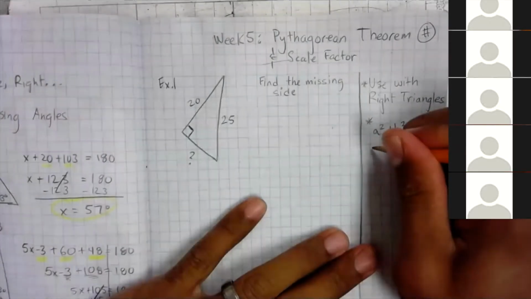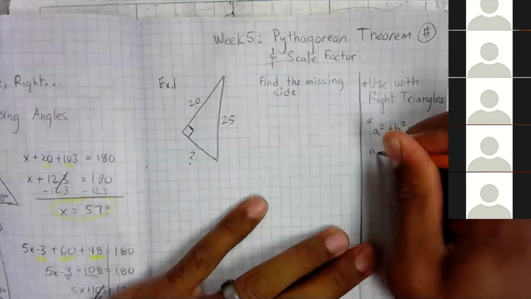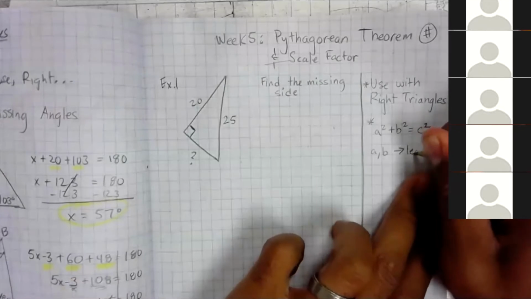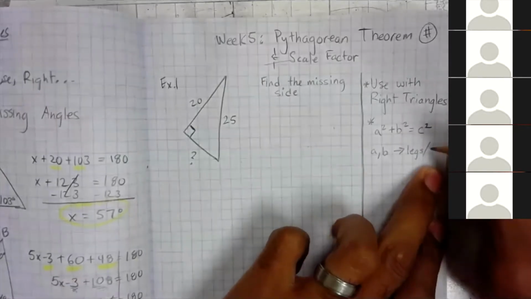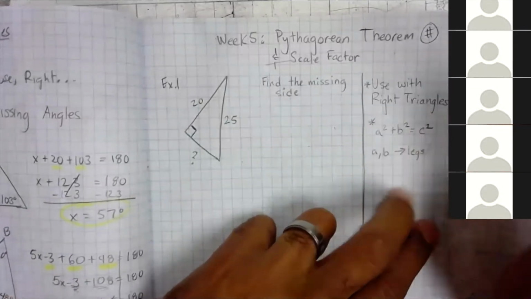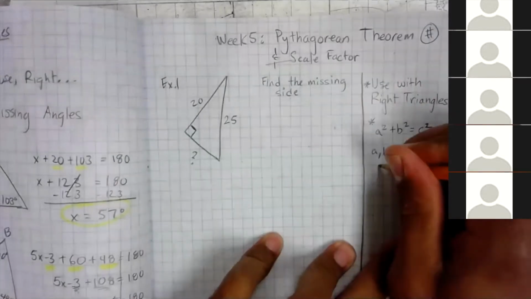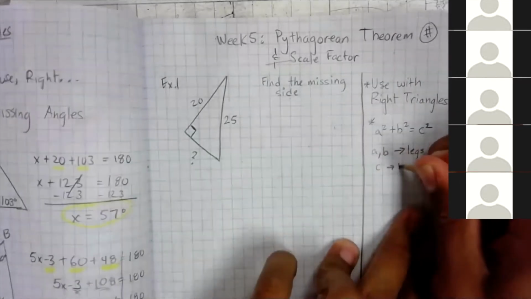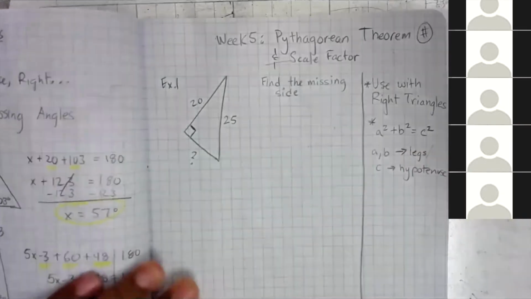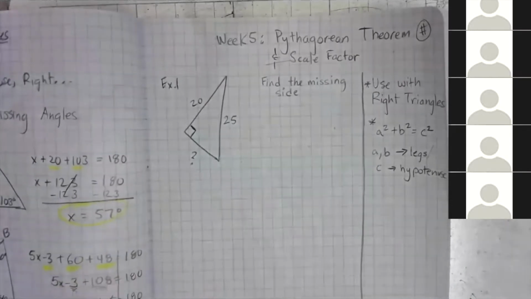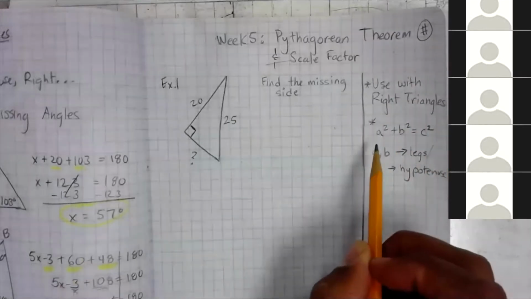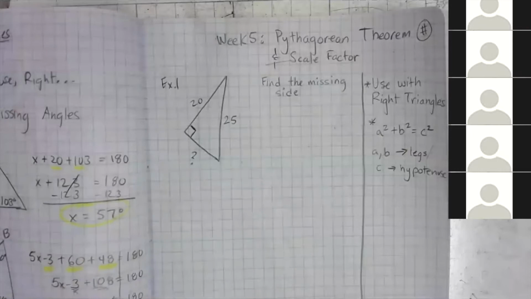Now, A and B, we usually call those the sides or the legs. Actually, I'll probably just call it the legs. And then C is your hypotenuse. Hypotenuse. Okay, so again, we're going to use it with right triangles. We got a squared plus b squared equals c squared.